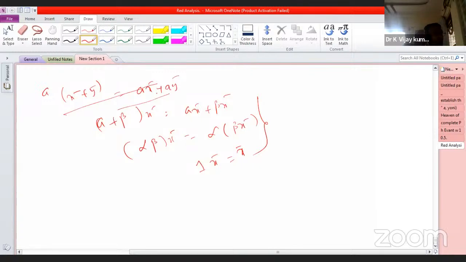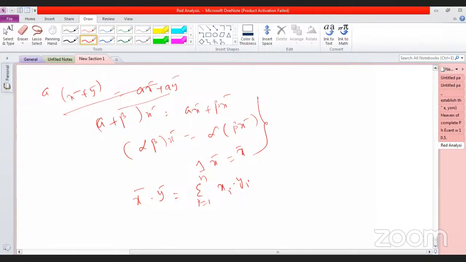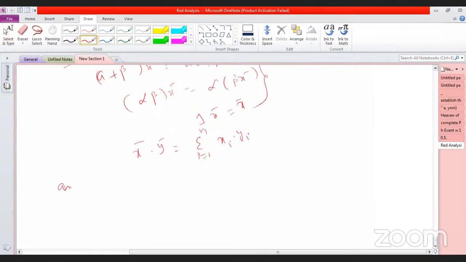For the field of all real numbers, we denote x bar dot y bar as the summation of i equal to 1 to n of xi yi. So therefore x bar dot y bar is x1 y1 plus x2 y2 plus x3 y3 and so on, xn yn. Correct? Am I correct? Yes, sir. Please respond, then only we can continue the class.